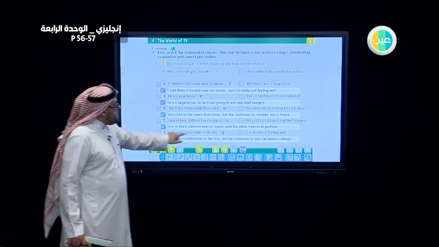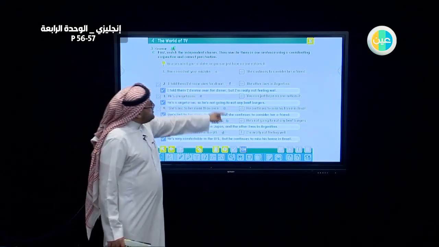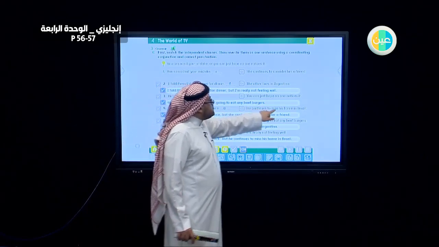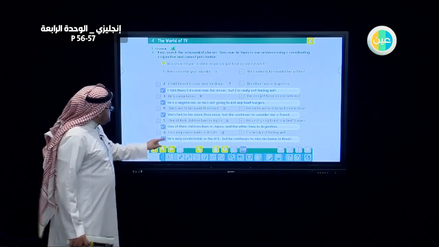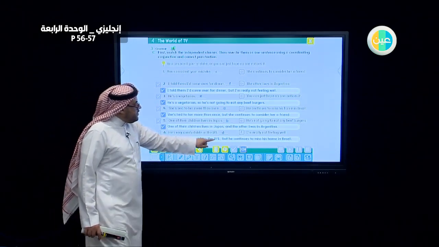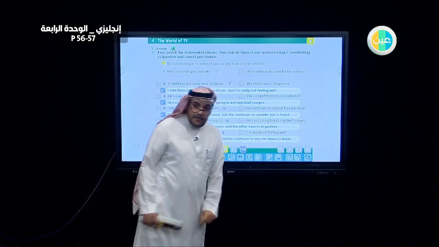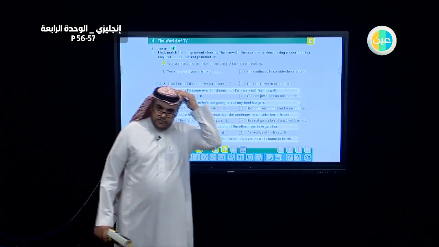Number 6, and the last one. He is very comfortable in the USA. How can we match it to the other sentence? Let's go to D. Yes, he continues to miss his home in Brazil. To make it one sentence, he is very comfortable in the US, but he continues to miss his home in Brazil. Okay, that's all for grammar, and thank you very much. See you tomorrow, inshallah.